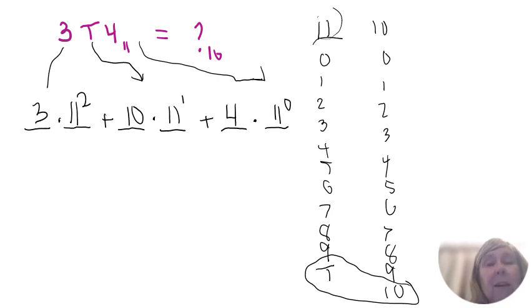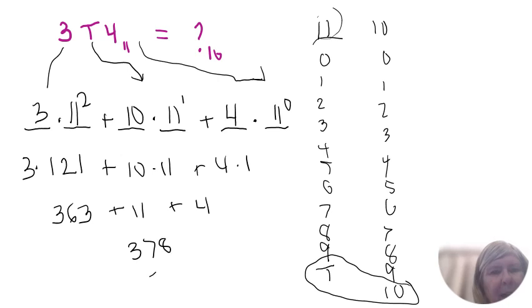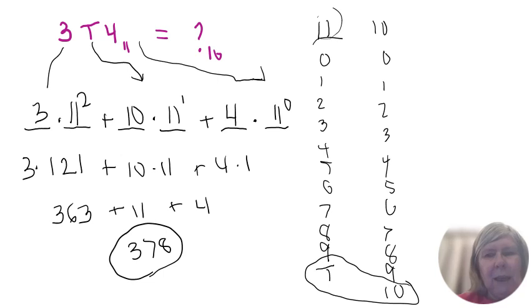And if I need to actually find out what this number is in base 10, now I just calculate it out. Let's see, 3 times 121. I happen to know that 11 squared is 121, but you can do that on your calculator. Then 10 times 11, and 4 times 1. So that would be 363 plus 110 plus 4. So 473 plus 4 is 378 in base 10. Cool so far? Okay, let me know in class if you have questions on that.